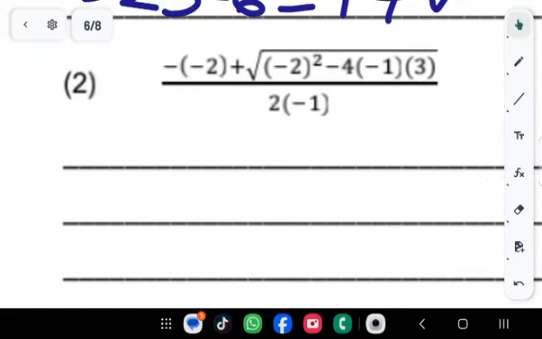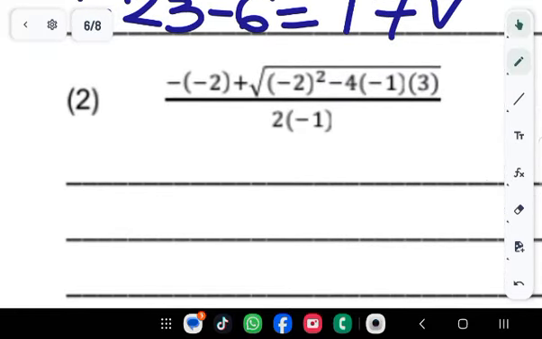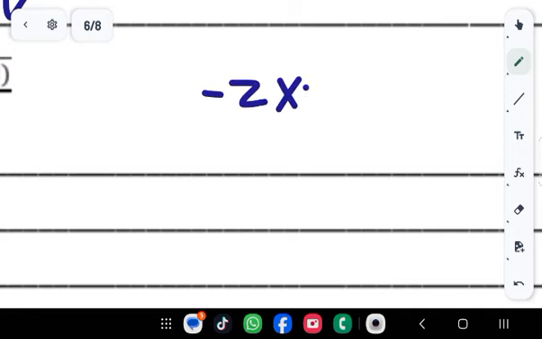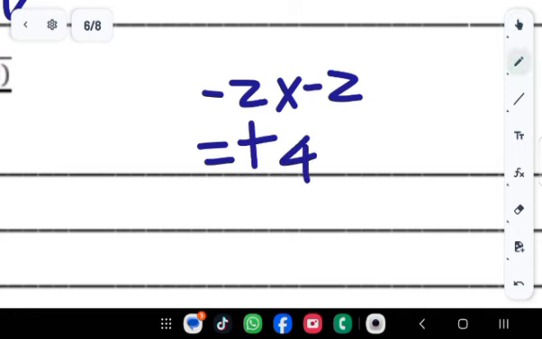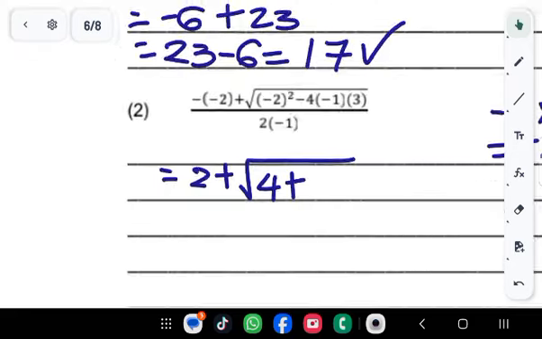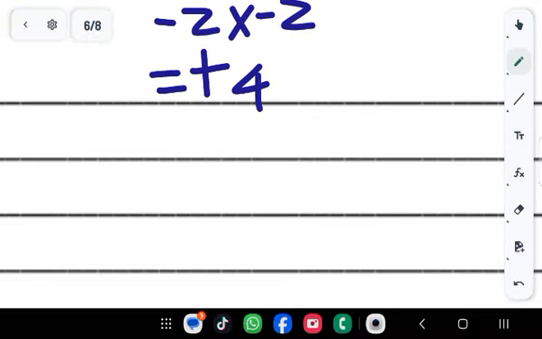Next question. Negative minus negative, that is positive. So that will be positive 2 plus the square root of negative 2 all squared, which is the same as negative 2 times negative 2. Negative times negative is positive, and 2 times 2 is equal to 4. So that gives us positive 4. So that is the square root of positive 4. Minus times minus is positive, so that will be plus 4 times 1 times 3. 4 times 1 is 4, and 4 times 3 is 12.